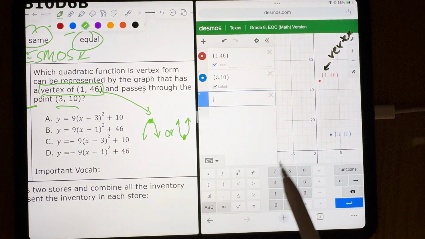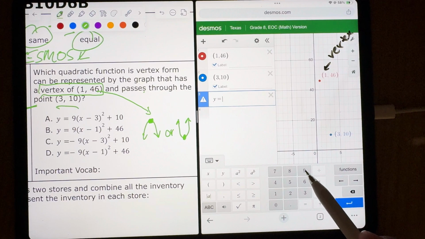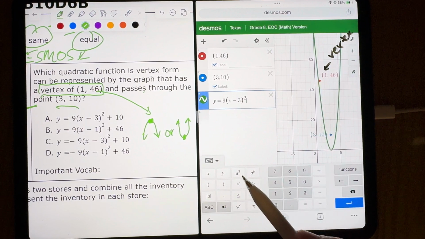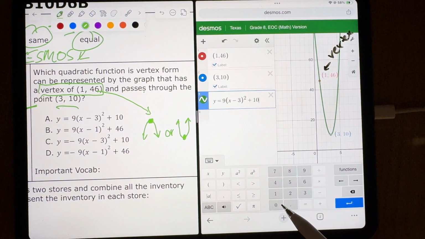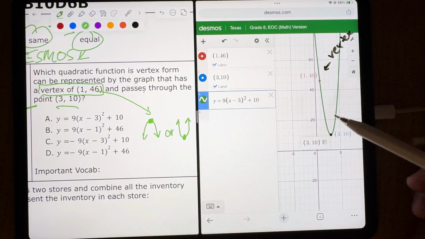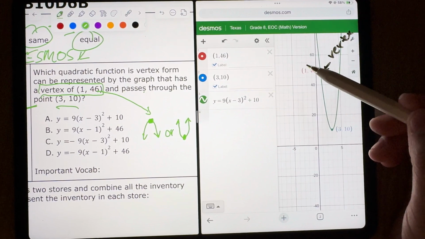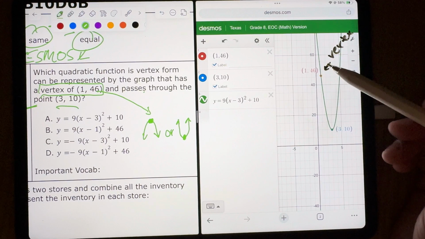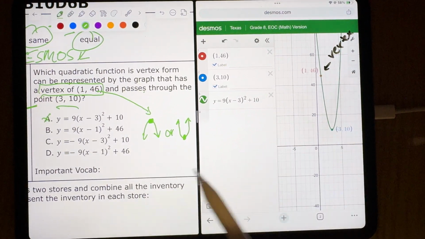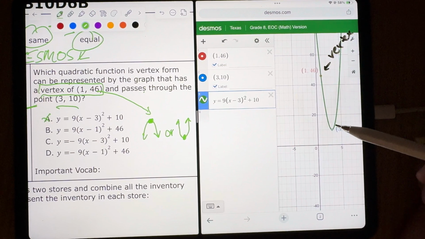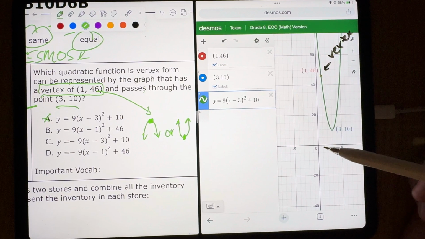So let's go ahead and type in A. Y equals 9(x - 3)^2 plus 10. And see, it touches both points. But remember, this (3, 10) should not be my vertex. This (1, 46) should be where my graph is turning. So A can't be it because I want this point to be my maximum or minimum. This other point is not good.